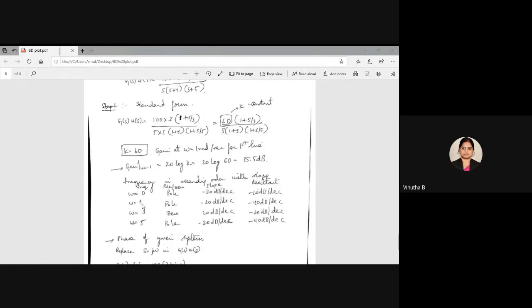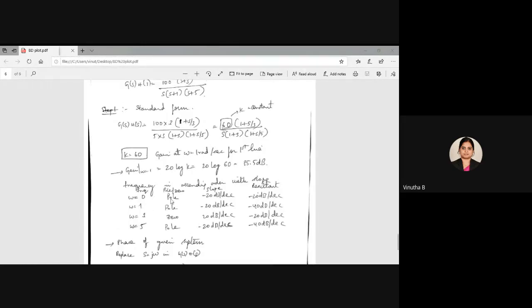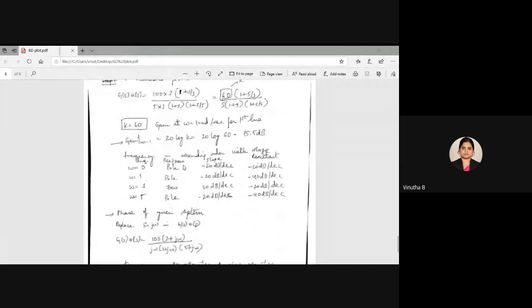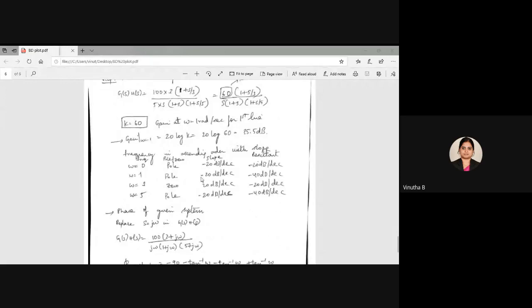Then omega equal to 1. So that is also a pole, right? Omega equal to 1 is in the denominator. So that is also a pole. So the slope of that pole is also minus 20 dB per decade. But you will add this value with the previous resultant. So that will give you minus 40 dB per decade as the resultant at frequency omega equal to 1. Similarly, now omega equal to 3.